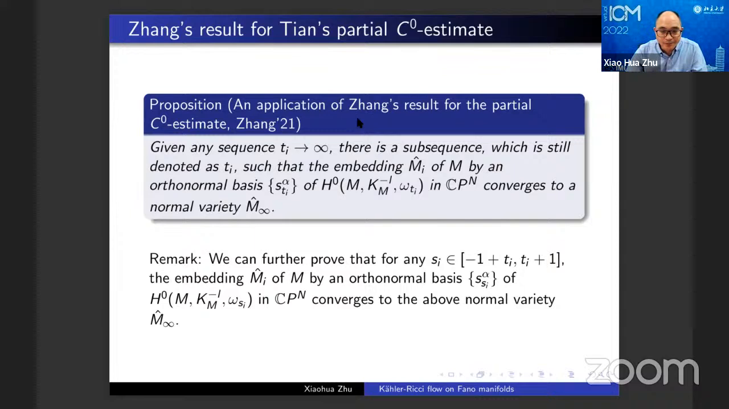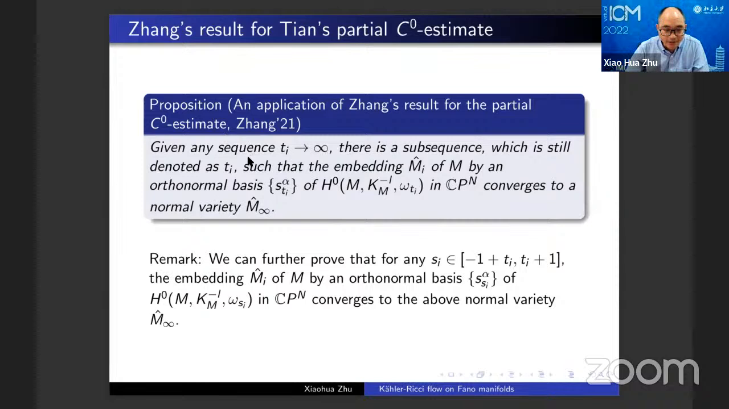He proved the partial C^0 estimate for the Kähler-Ricci flow. You know, the partial C^0 estimate is about the estimate of the Bergman kernel, right? I will later talk about Zhang's proof. But in particular, by using Zhang's result, we have the following proposition from the partial C^0 estimate.